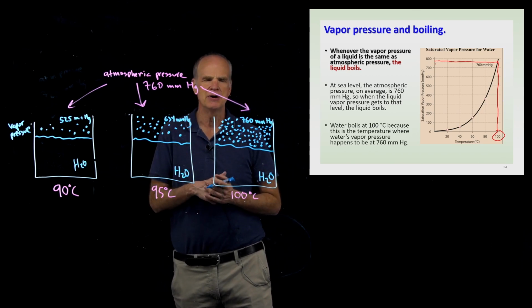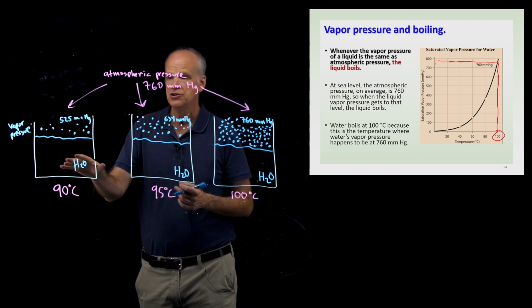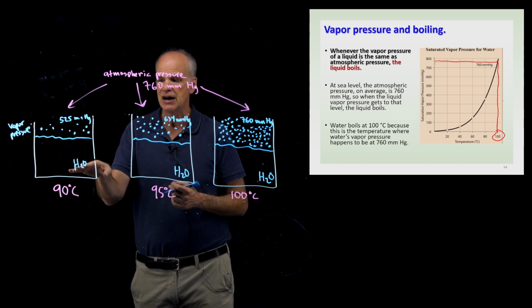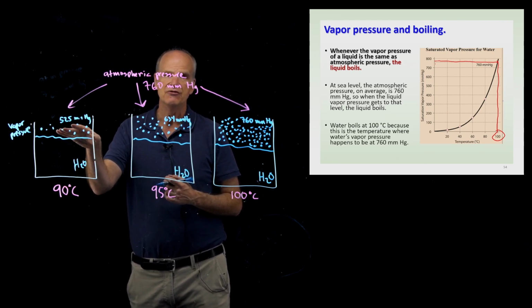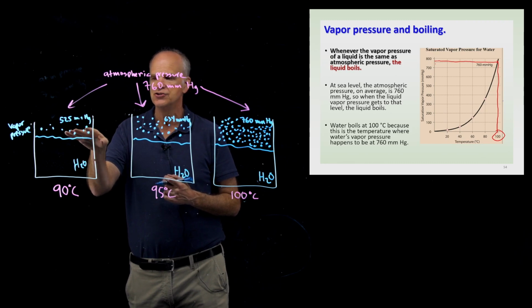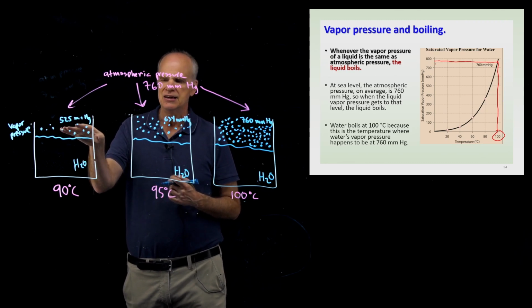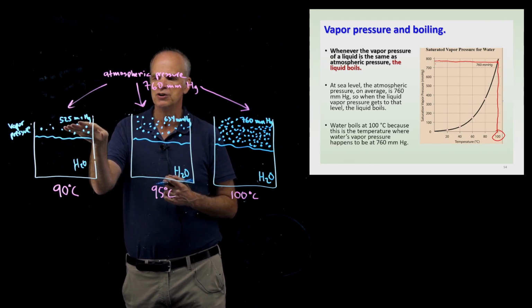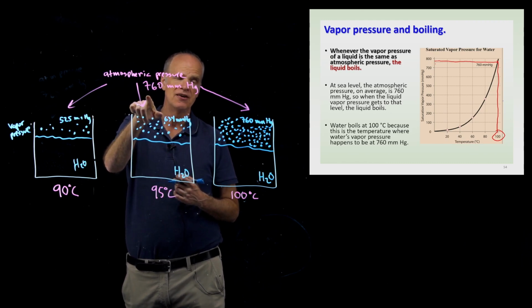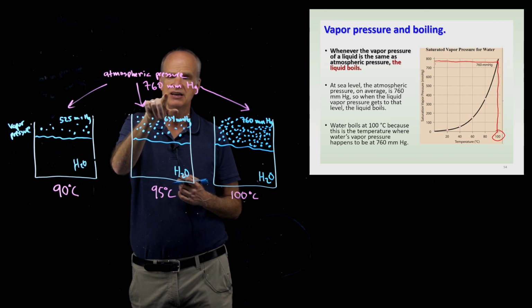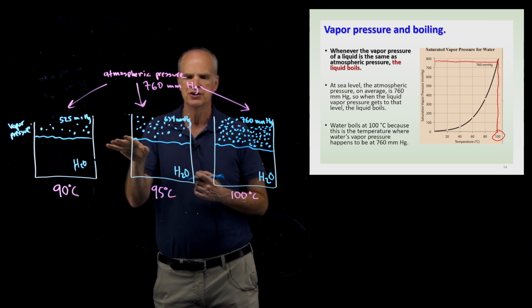So let's talk about the conditions this water is under at these various temperatures. You can use that curve to figure out, if you have water at 90 degrees Celsius, what the vapor pressure of the water just above the liquid is. And it is 525 millimeters of mercury, and that is below atmospheric pressure, which at sea level is 760 millimeters of mercury, and so the water will not boil here.